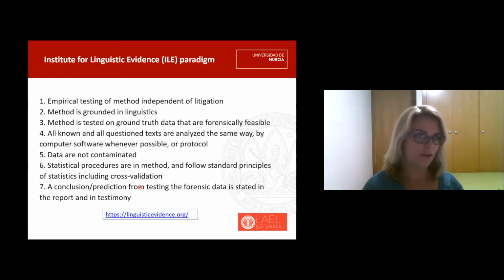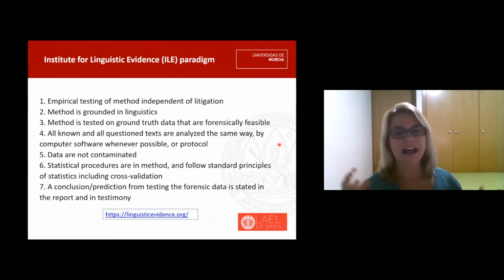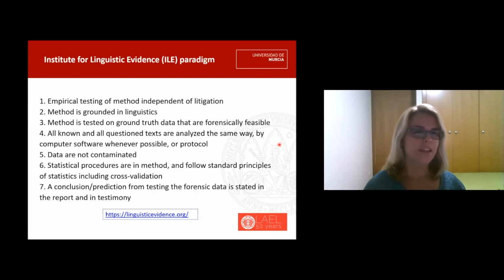And here you are provided with our paradigm, including that empirical testing of the method has to be independent of litigation, that the methods applied have to be grounded in linguistics, that the method is tested on ground truth data that are forensically feasible, that all known and questioned texts are analyzed the same way, which is important, by computer software whenever possible, or by protocol. The data are not contaminated, meaning you haven't fixed the data. The statistical procedures are in method and follow standard principles of statistics, including cross-validation. And a conclusion or a prediction from testing the forensic data is stated in the final report and in testimony.